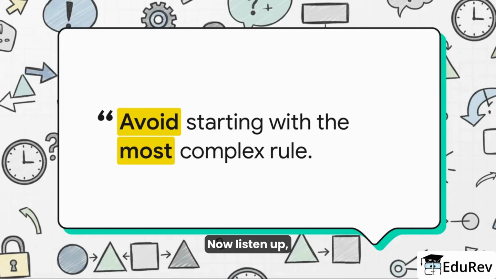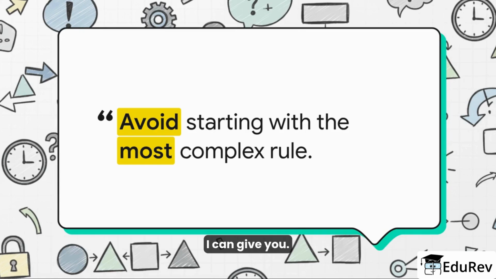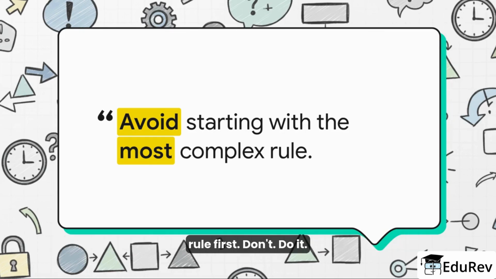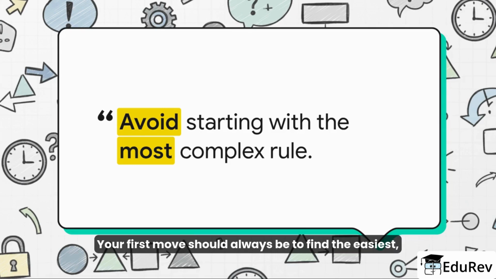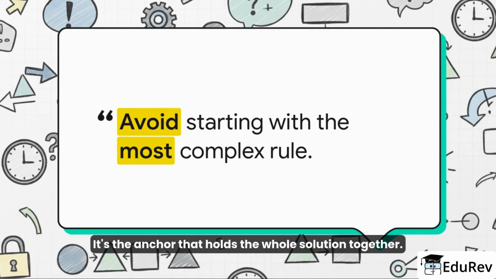Move on. Now listen up, because this is probably the single most important piece of advice I can give you. So many people get bogged down trying to solve the hardest rule first. Don't do it. Your first move should always be to find the easiest, most concrete piece of information, something that's fixed in place, and get that down on your sketch. It's the anchor that holds the whole solution together.